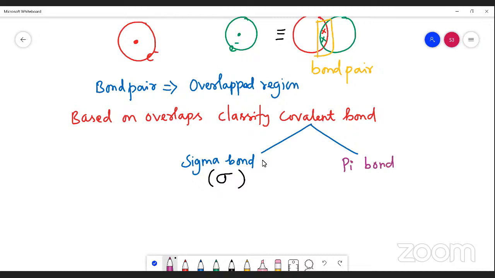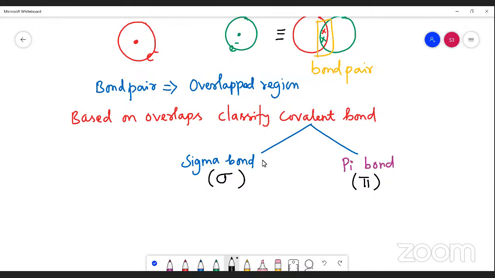The second one is a pi bond, and the symbol we can use is pi. Based on the overlap, we can classify the covalent bond into two types. What is the first one? Sigma bond, and the second one is a pi bond. The sigma bond is designated by the symbol sigma, and the pi bond by the pi symbol.